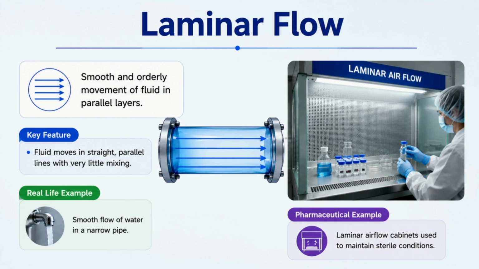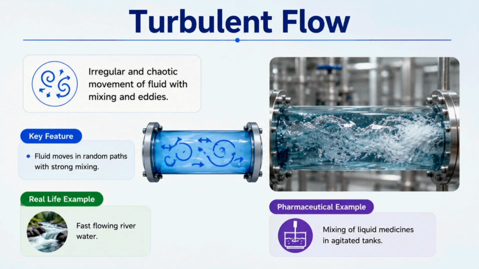Clean airflow protects the injections from contamination here. Hospitals and laboratories use laminar flow systems for safety. Laminar flow helps maintain clean pharmaceutical environments. And the real life example is the slow, smooth flow of water in a narrow pipe. And pharmaceutical examples are the laminar airflow chambers used for sterile injections and clean rooms in pharmaceutical industries. Okay. And next is turbulent flow.